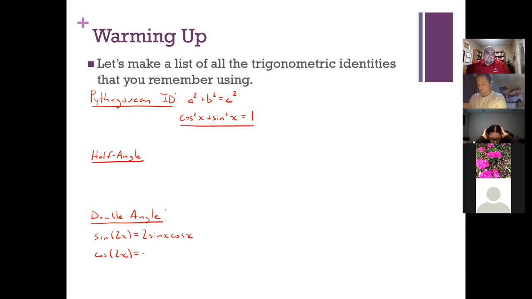Cosine of 2x has a few different flavors we can look at. So cosine squared of x minus sine squared of x is one. And these other two are also true, but why? Why are these other two things valid as well? Because it's rewriting the cosine squared x and sine squared x, right? In terms of cosine squared x plus sine squared x equals 1. Yeah, exactly. So basically, I am just using the Pythagorean identity.